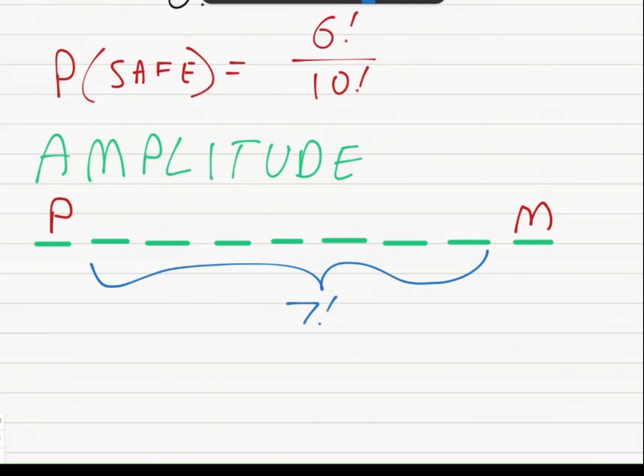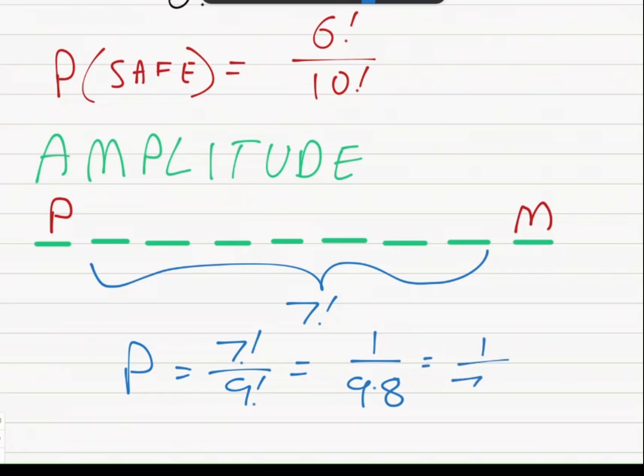And so we're looking at all the different rearrangements of 7 different letters into 7 slots. So 7 factorial. So this probability is going to be 7 factorial over 9 factorial, which is 1 over 9 times 8, which equals 1/72.